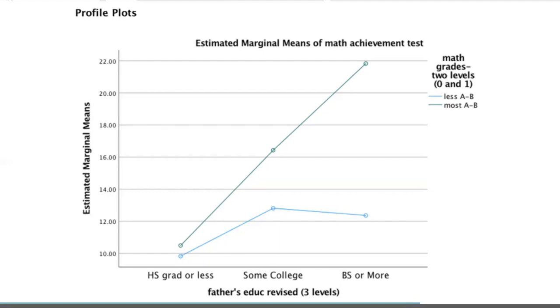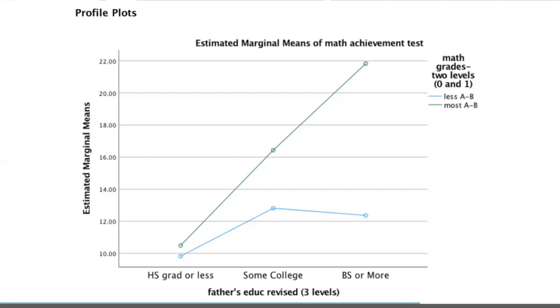Okay. So when we open it up, we're in data view right now. Usually we're in variable view when I first begin the program. We'll go to Analyze, General Linear Model, and choose Univariate. That's what we're going to run first.